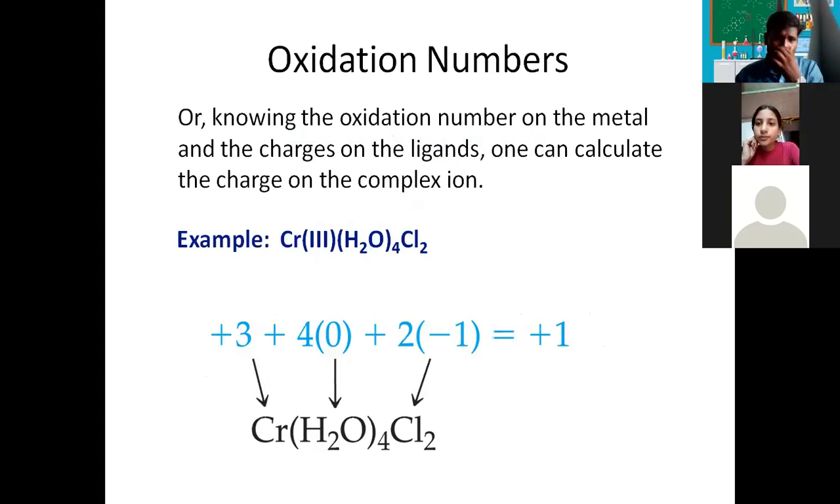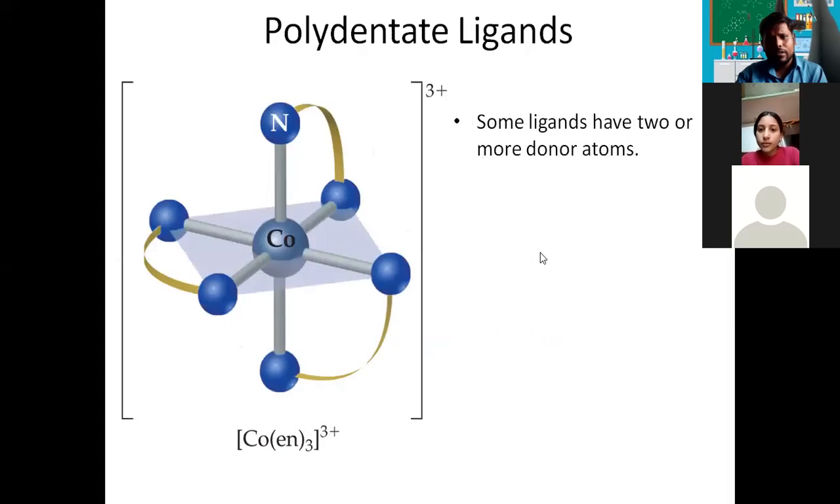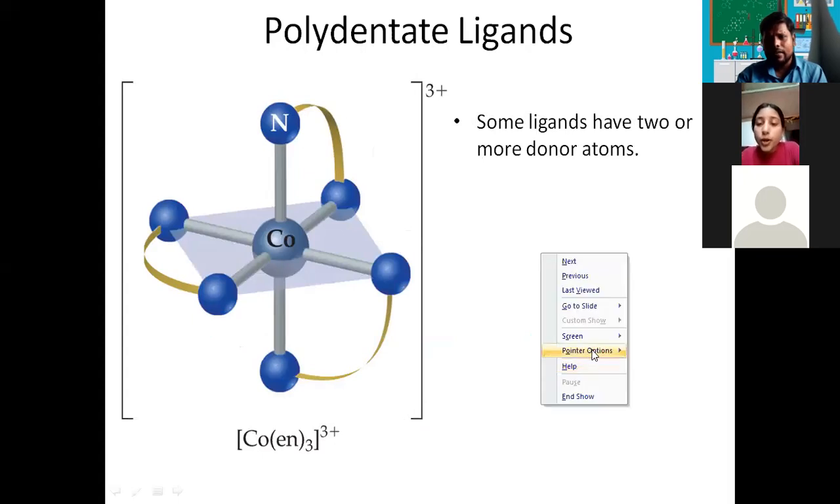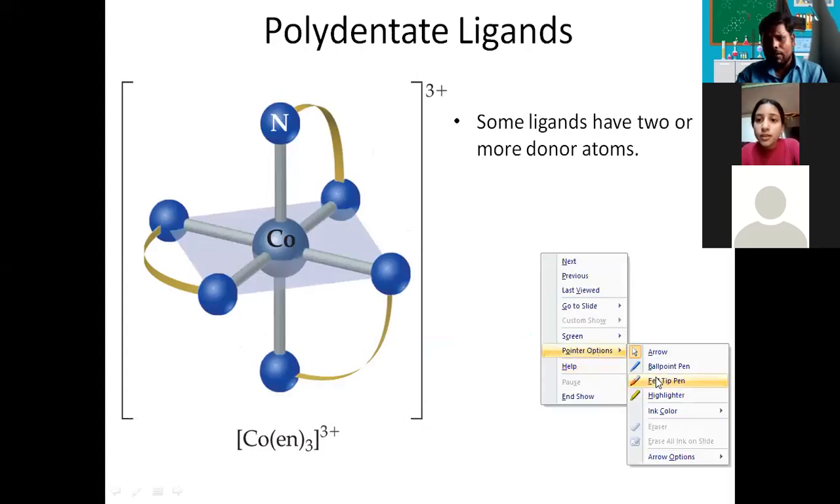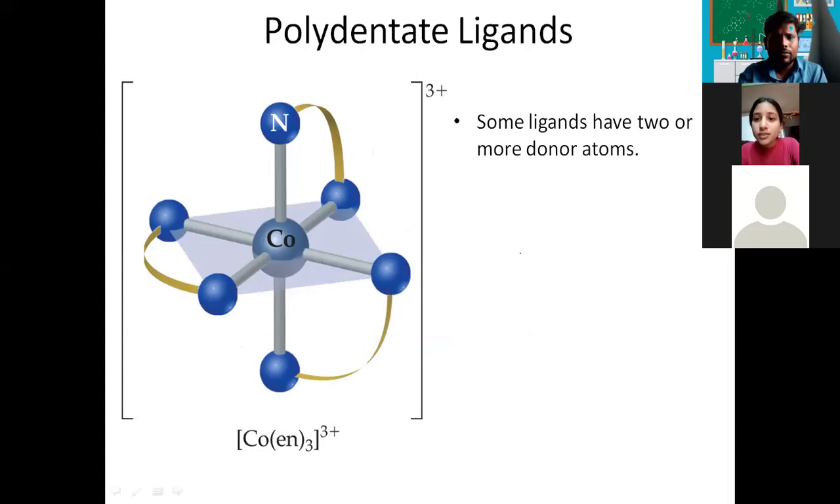So this example is a chromium complex we studied in the last lecture. For this chromium coordination compound we found the oxidation number. There is another example, with cobalt as the central metal ion, and we will find the oxidation number for that. So you can see here.